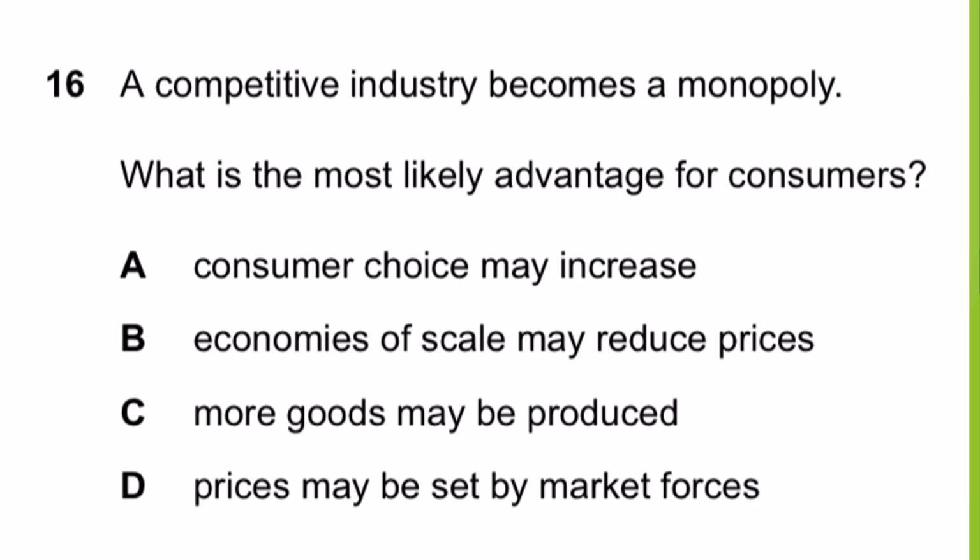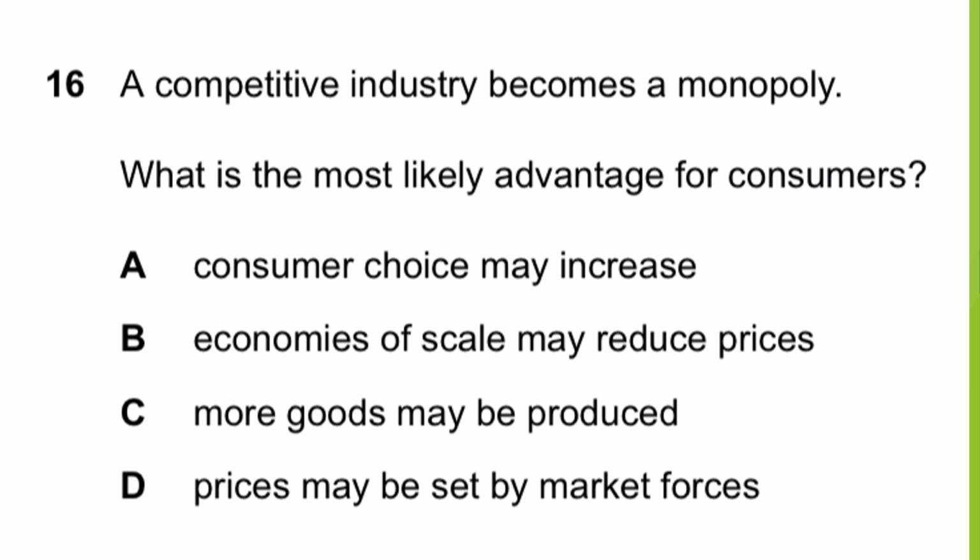Okay, 16. A competitive industry becomes a monopoly. What is the most likely advantage for the consumer? So if there is a monopoly and there is going to be an advantage for the consumer, it means it is going to produce on a large scale, and that was a competitive one. Consumer choice may increase. How? Now there is a monopoly, so no consumer choice.